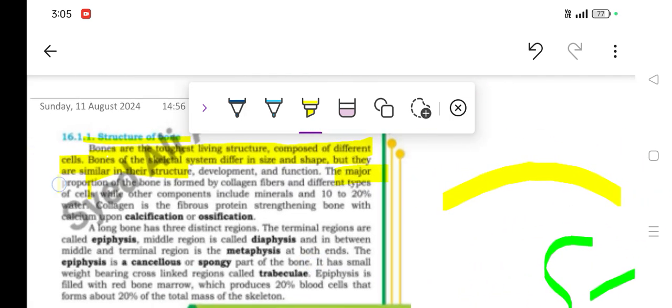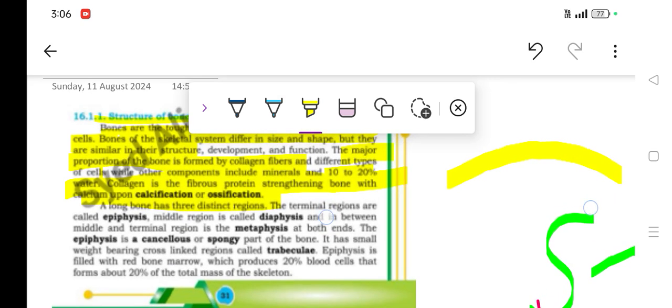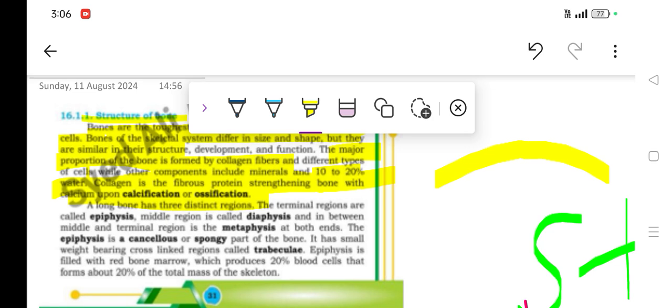The major portion of the bone is formed by collagen fibers and different types of cells, while other components include minerals, which are 10 to 20%, and water. Collagen is the fibrous protein. Calcium strengthens the bone, and that is called calcification, also known as ossification.